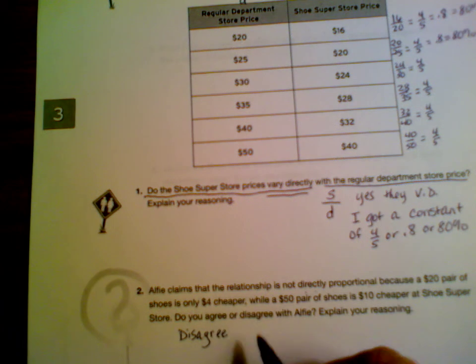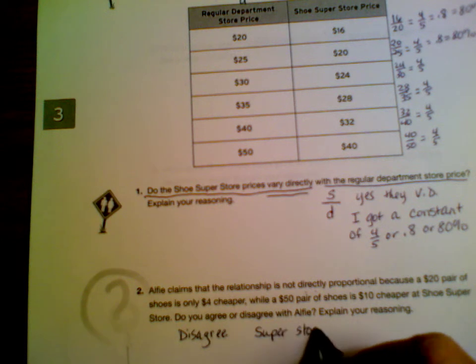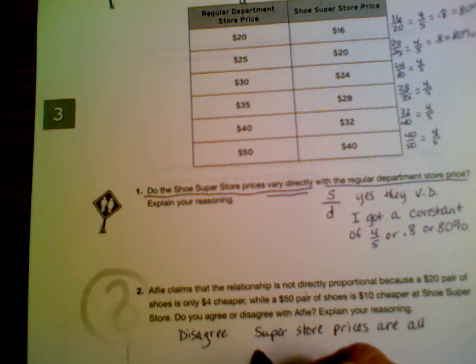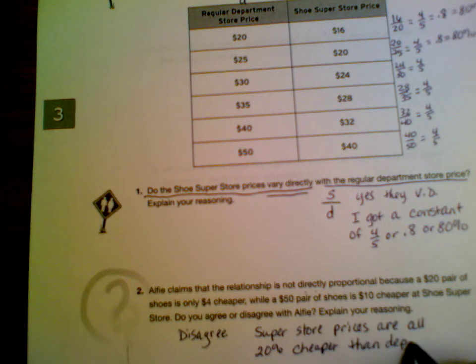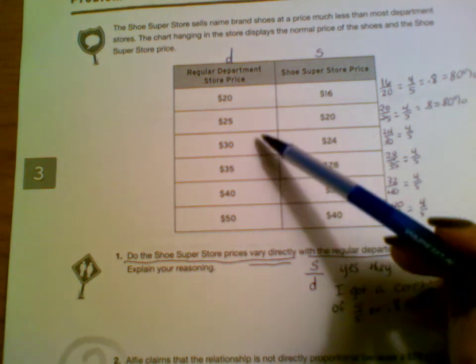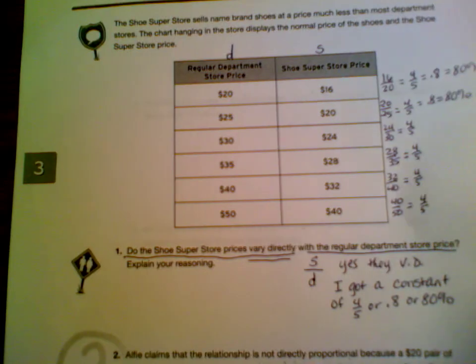And the reason is, if we really look at that 0.8 or the 80%, the Superstore prices are all, they're 20% cheaper than the department store. These prices are 80%, so that means we're saving 20%. We're saving 20% every single time. So it's not the difference in the dollars, it's the percentage.